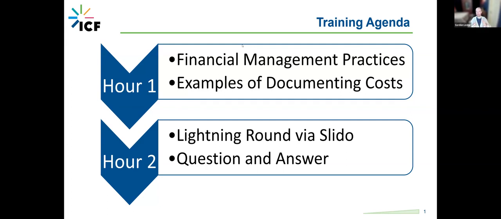So please do just understand that we've got really 4 different elements of what we're doing here today. We're going to talk about financial management practices. We're going to give you some examples of documenting costs. We're going to do a lightning round via Slido, which is one of those external tools, like Mentimeter, where we put out a question and you give us a response. And then we'll leave plenty of time for you to ask whatever questions you have about documenting costs.